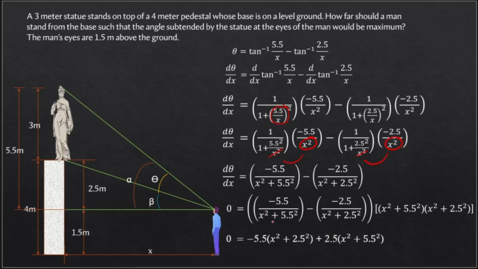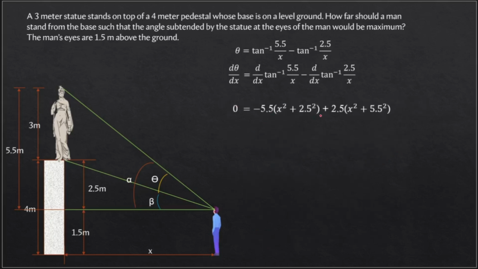Now again, this has already cancelled, and also this one. And so they are replaced by these terms. And so we can finish solving this by expanding the following terms. So let's copy it, and then distributing negative 5.5 and 2.5, we would have the following.